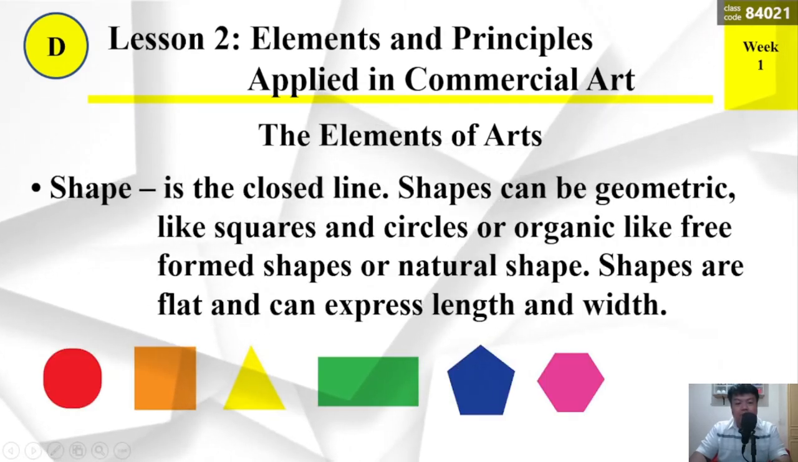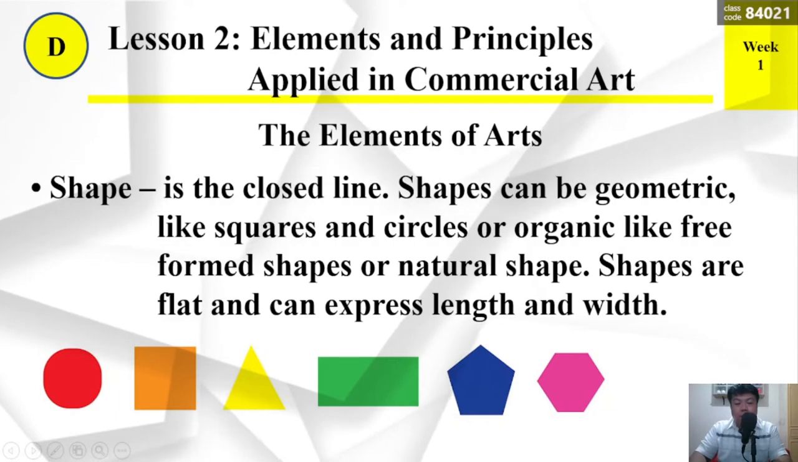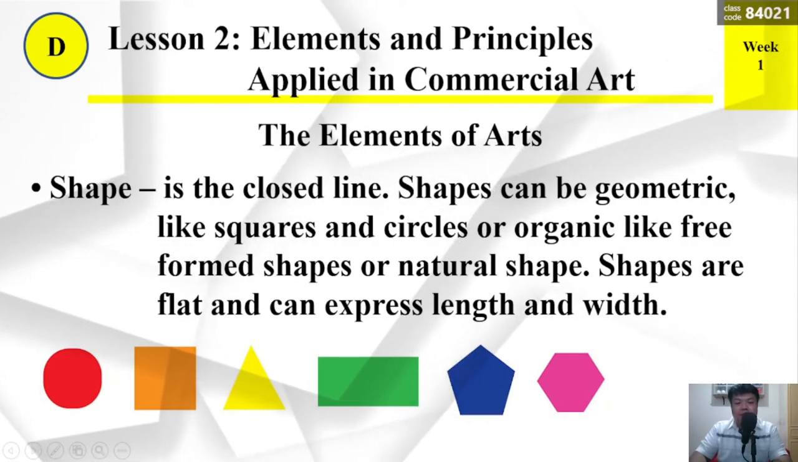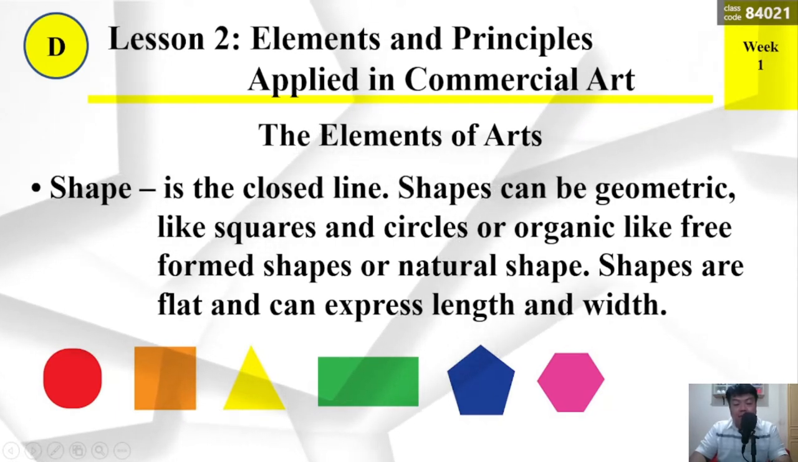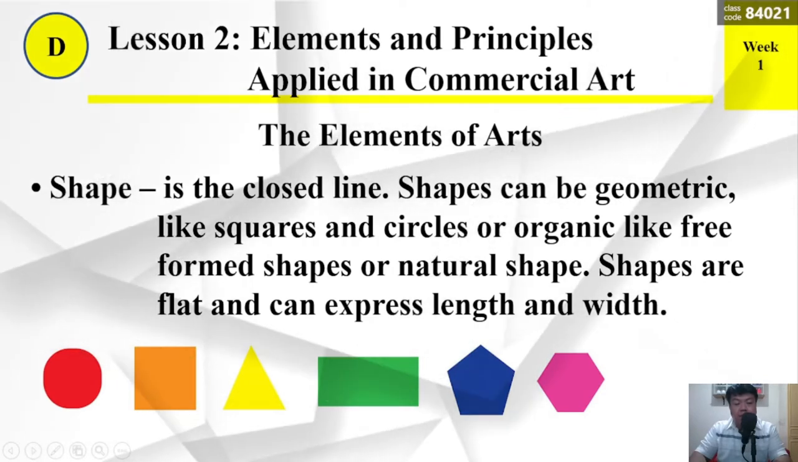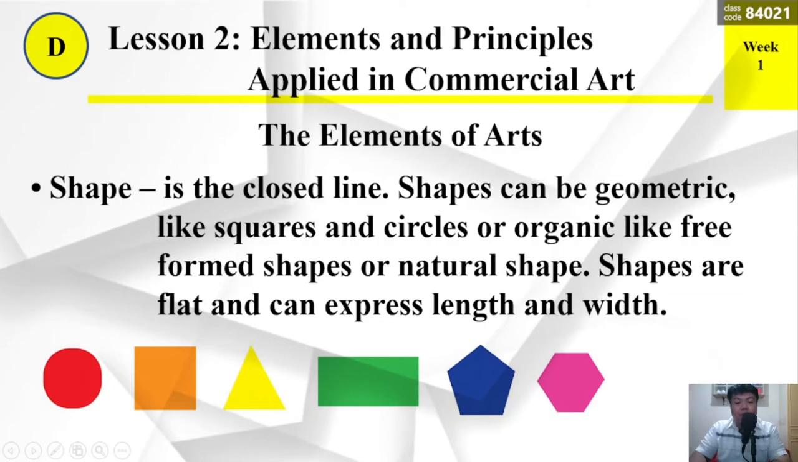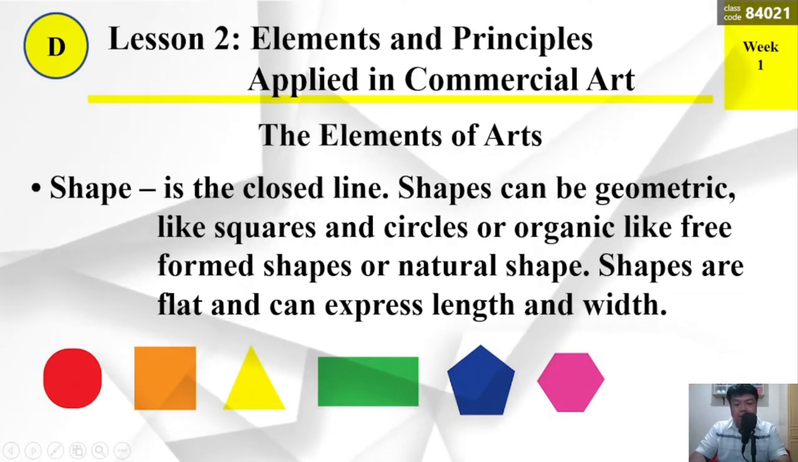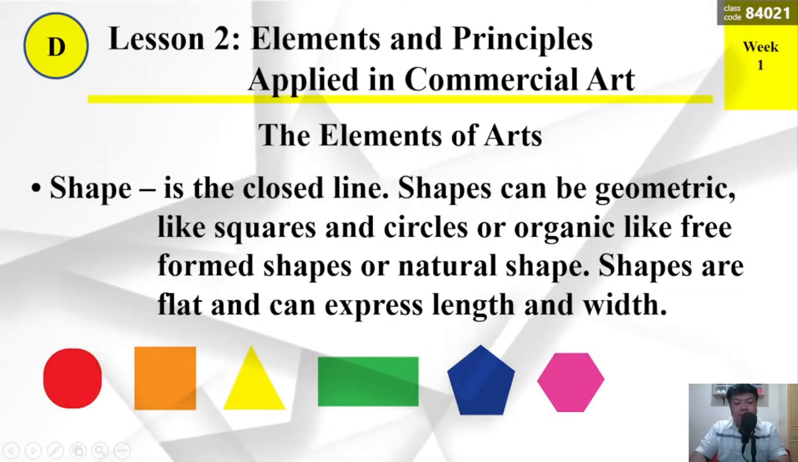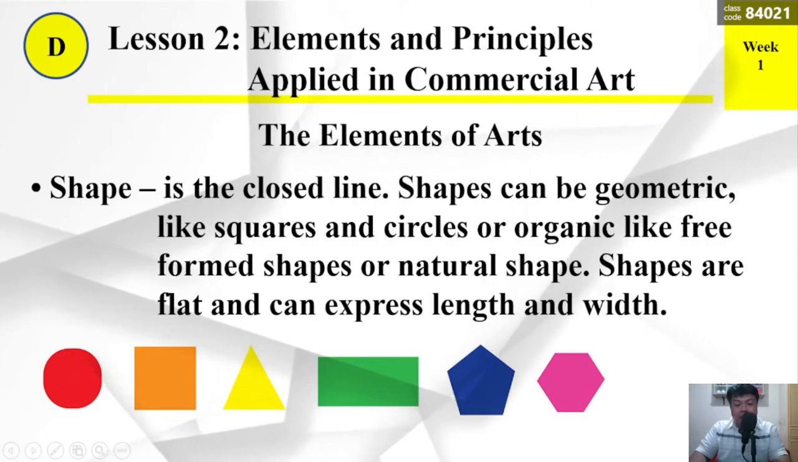Shape. Shape is a closed line. Shapes can be geometric, like squares and circles, or organic, like free-form shapes or natural shapes. Shapes are flat and can express length and width.